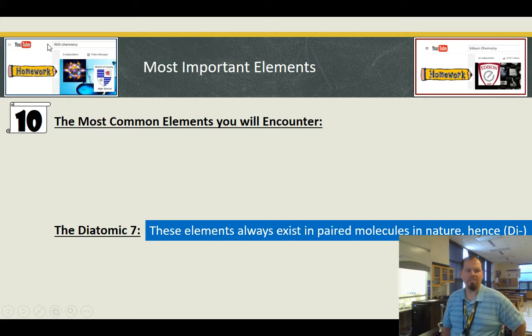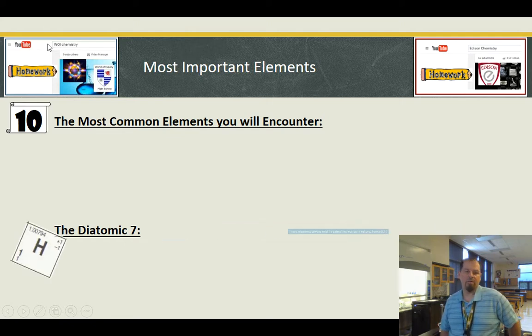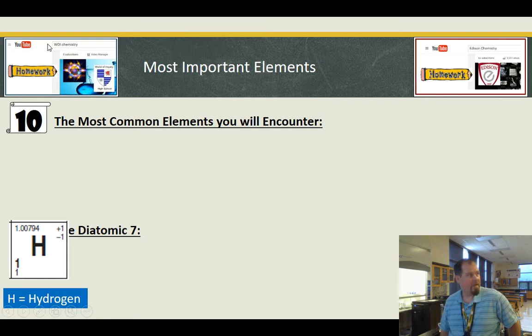There are also 7 special diatomic elements. Diatomic means 2. Okay, they're always paired. That's where I get the di from, atomic, atoms. And there are 7 of these guys. So we got to remember all 7. Okay, and we will quiz you on these later, I promise.